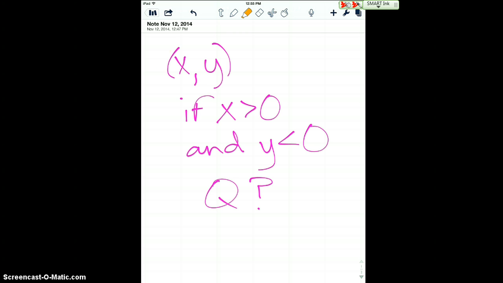And it's asking, here you have the coordinates x comma y. And it says if x is greater than 0 and y is less than 0, then what quadrant is this point in?